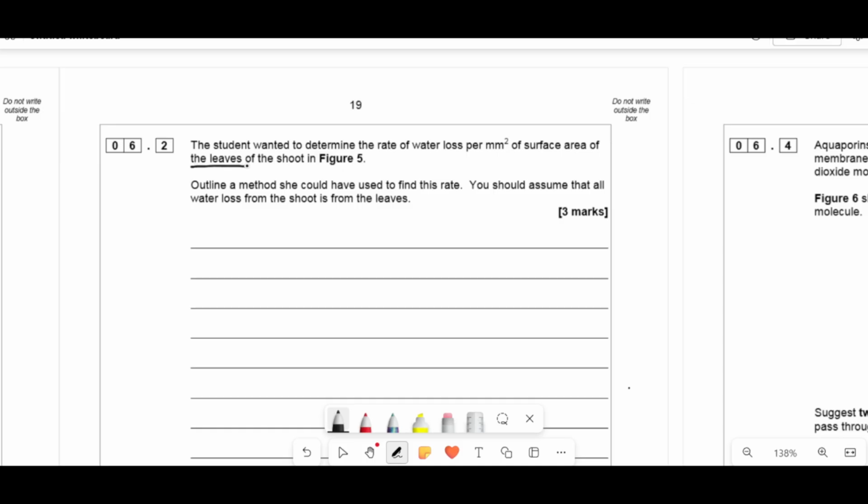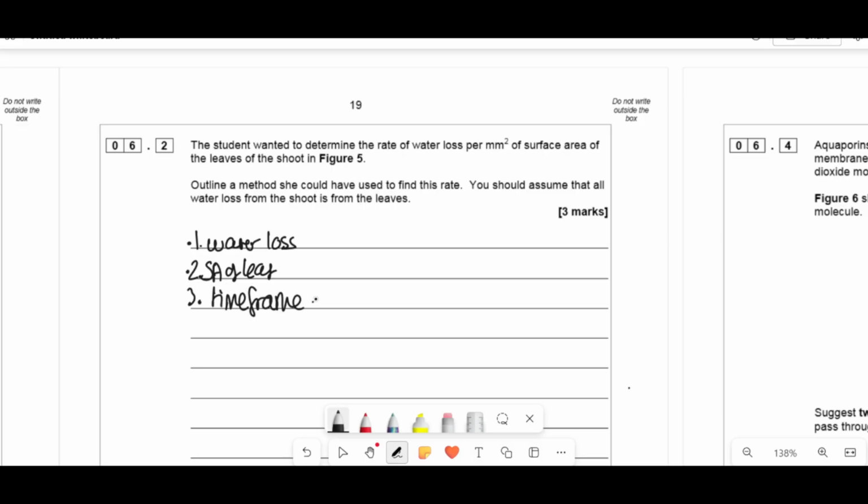So the student wanted to determine the rate of water loss per millimeter squared of the surface area of leaf in the shoot in this figure. It says outline a method they could use to find this rate. You should assume that all water loss from the shoot is from the leaves. So we're looking at the rate of water loss per millimeter squared. So 1, you need to measure the water loss. It's per millimeter squared, so 2, you need to work out the surface area of the leaf. And 3, this is the rate, so we need to work out the time frame. All 3 of these things.